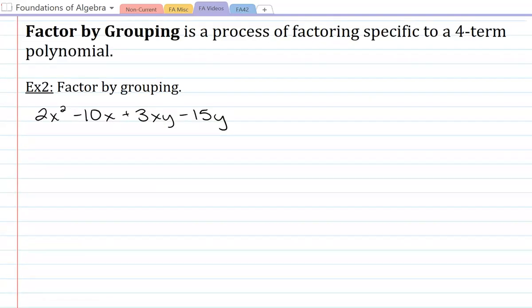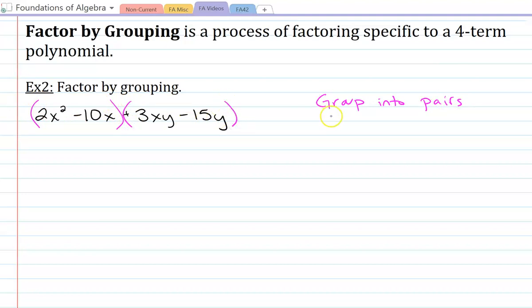Now, factor by grouping itself is a process of factoring that is very specific to 4 terms. If you have a 4-term polynomial, then you will factor by grouping. Mathematicians are not that creative when it comes to naming things, so the first thing we're going to do for factor by grouping is to group. And we're grouping them into pairs. So we have the first pair and the second pair.